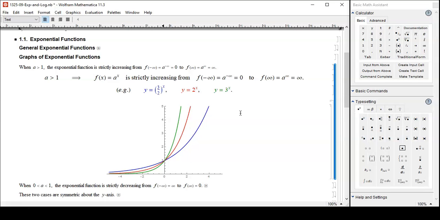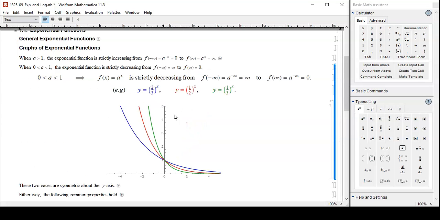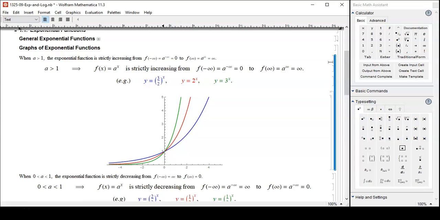Now what if this a is less than 1? We get this kind of graph. 2/3 to the x power is blue, 1/2 to the x power is red, 1/3 to the x power is green. Here we are repeating the multiplication of a number less than 1. So as I repeat it, the value is getting smaller and smaller, and that's what we are looking at. By the way, they all share the same y-intercept because 0 power is always 1.